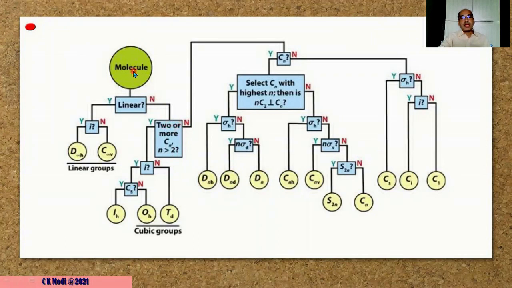Now, if the molecule has a number of rotation axes, but the value of n is equal to 2, number of C2s are present, but it is not more than 3, 4 like that. So if C2s are present which are perpendicular to that principal axis, and sigma h is also present, then the point group is Dnh. Okay, so in that case, the molecule has point group Dnh.